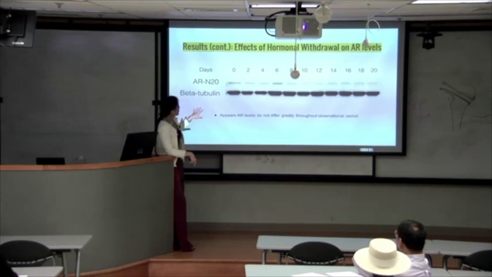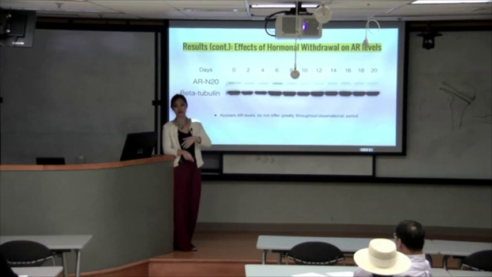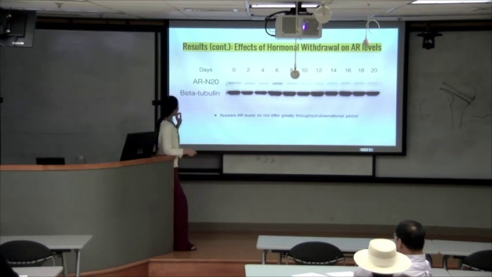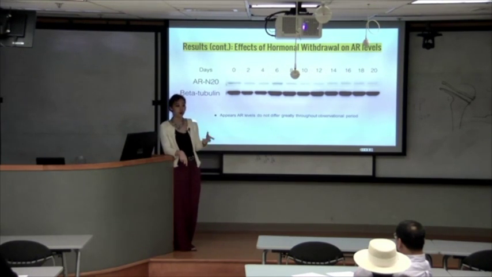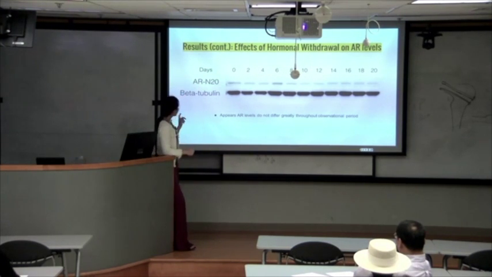We then ran a Western blot, one of many, and all of these results are representative of the trends we observed in all of our collections, because we actually have 4 collections of 20-day hormone-withdrawn cells. So we have days 0 to 20 up here. Our AR-N20 is the antibody we use to probe the blot for full-length androgen receptor, and our beta tubulin is used as a loading control.